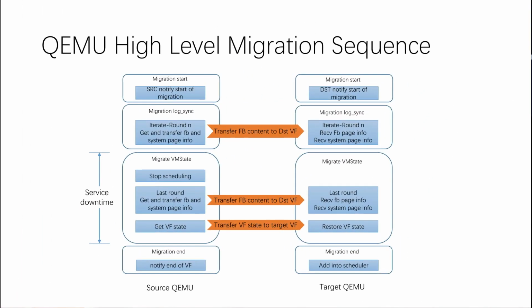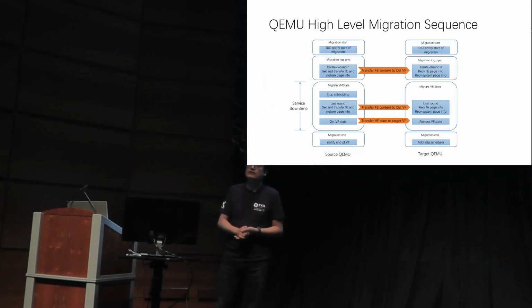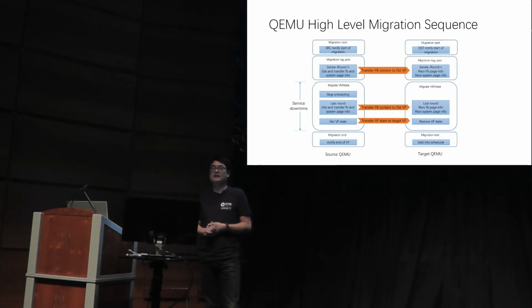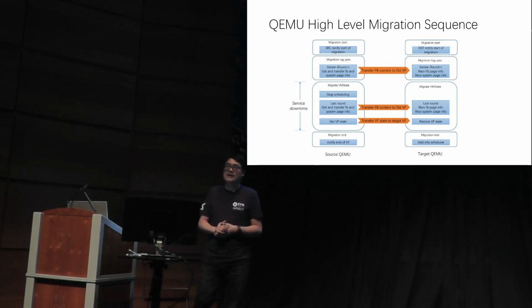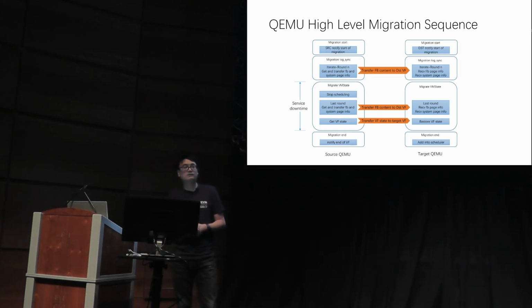Here is the QEMU level, showing how we implement support for GPU live migration with SR-IOV. Basically, QEMU has several stages to support live migration. The first thing is migration start. When the migration starts, it sends a global notification. So we get this notification and we tell the GIM driver, which is the host driver, to prepare for the migration, because we are going to do the migration next.